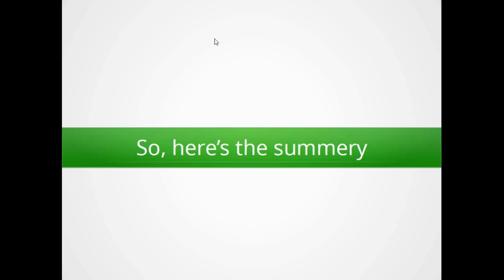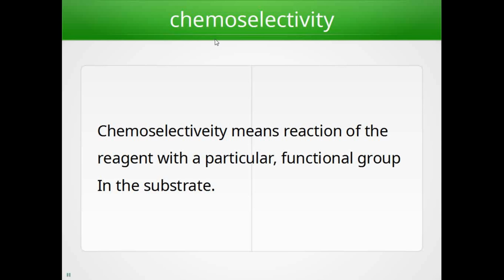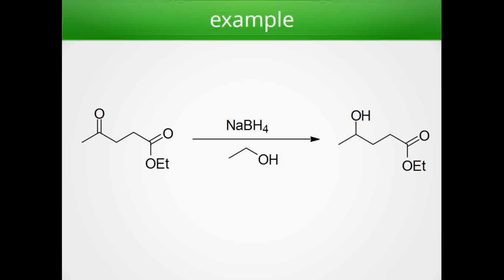So here is the summary. Chemoselectivity basically means a reaction of the reagent with a particular functional group in the substrate. Here is another example. As I have explained earlier, NaBH4 is a selective reducing agent. So the acetone, or we can say keto group, got reduced to alcohol and nothing happened to the ester group. It remained as it is.